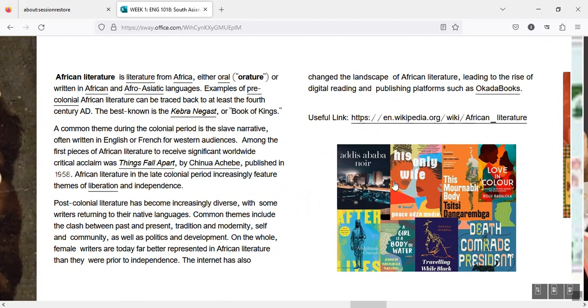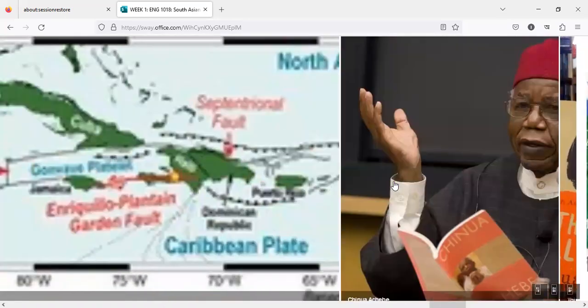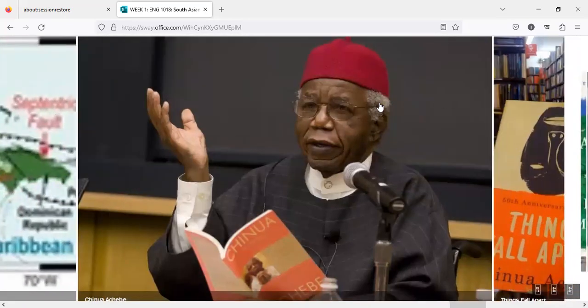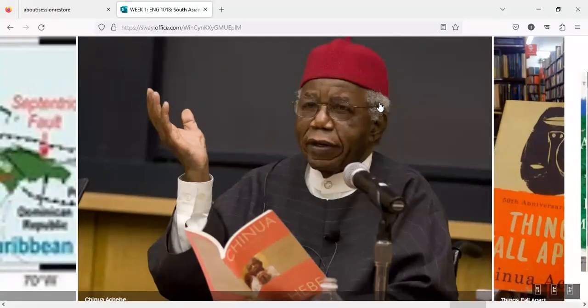And we are also meeting through a Zoom conference. So here is the portrait of Chinua Achebe, who wrote the novel Things Fall Apart, and he is a Nobel laureate, right?